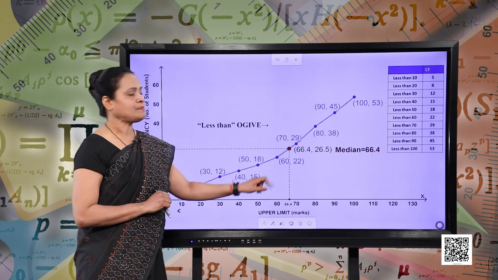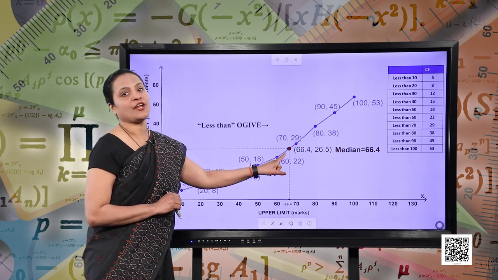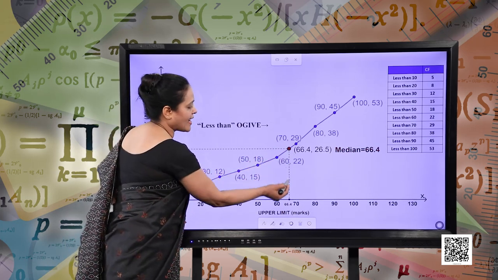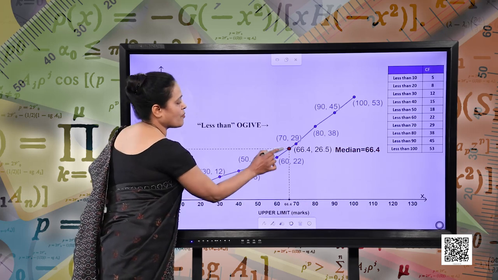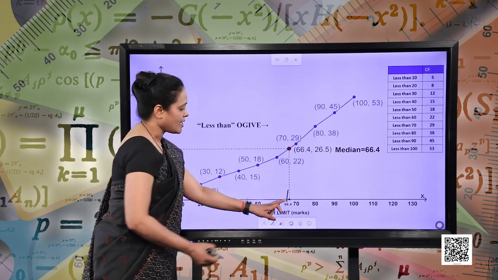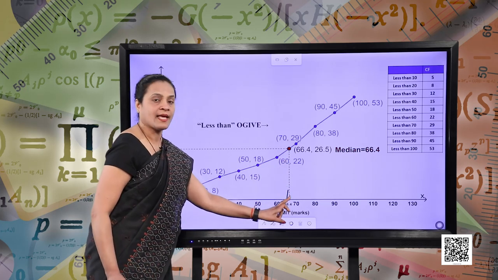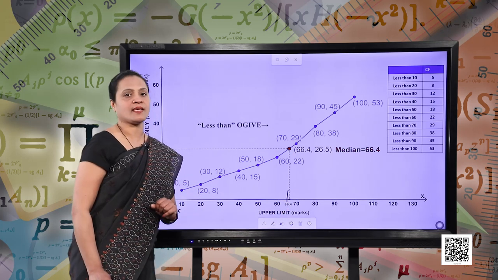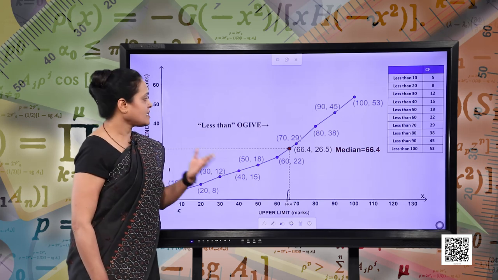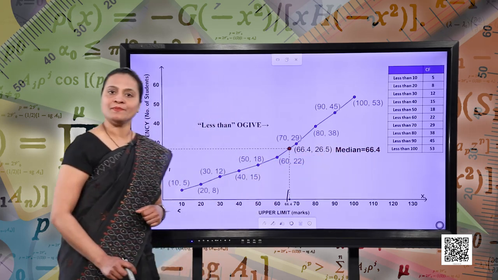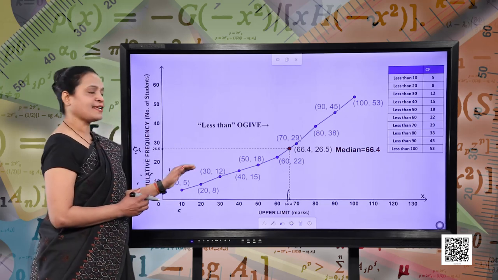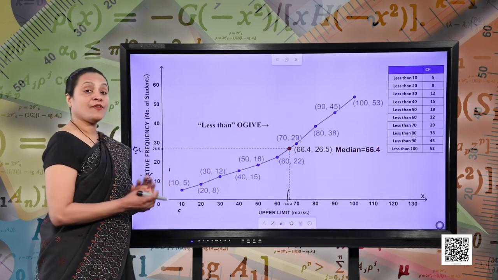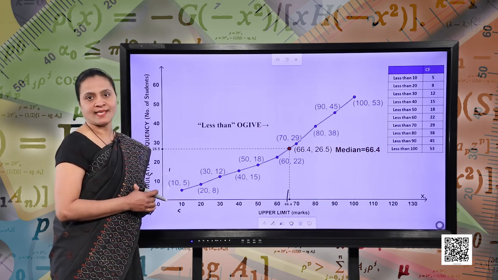To get the median, we need x coordinate of this point. To get that x coordinate, we will draw a line perpendicular to x-axis from this point. You can see that this perpendicular line intersects x-axis at a point where the value of x is 66.4. So, our median will be 66.4. So, this is how we can find out median from the graph of less than type ogive. We can also form more than type ogive. Let us see how.